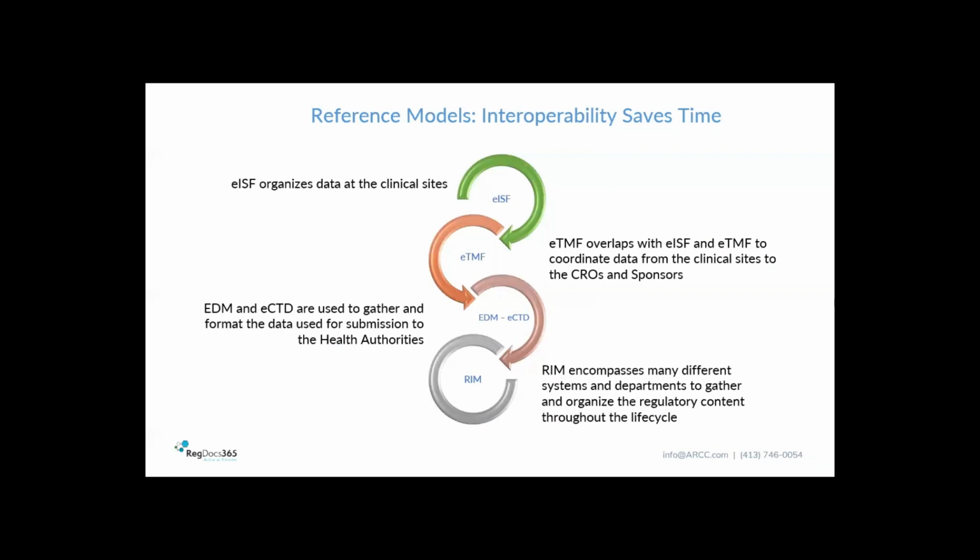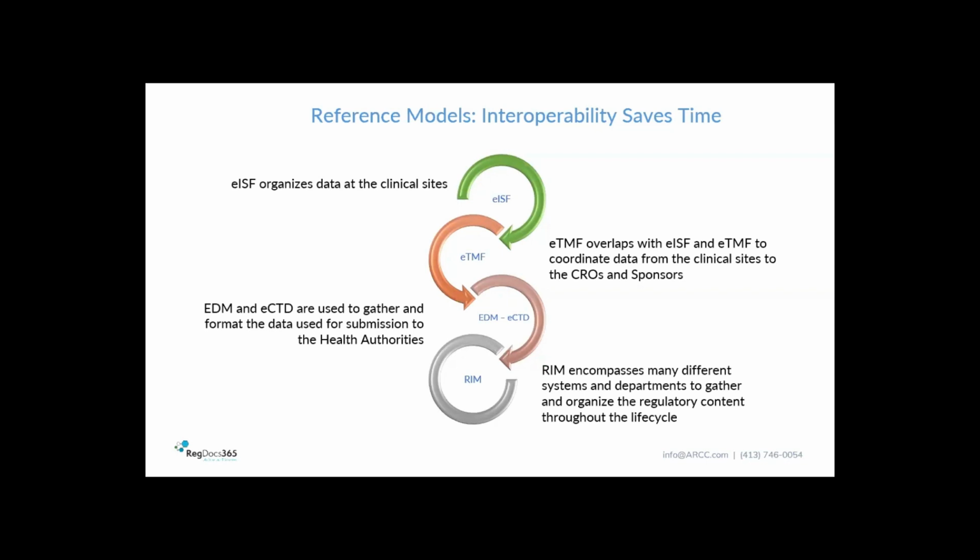So the EDM reference model is used with the different modules, and the eCTD common technical document structure is set up to be able to do the submission to the FDA. Then once you've done a submission to the FDA, you usually have a RIM system. RIM stands for Regulatory Information Management, and that's where you can tie it back to which countries you're working with, which regulators you're dealing with.